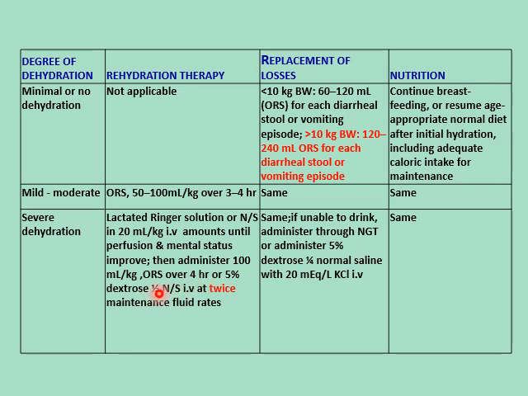What do you mean by half saline? It means sodium chloride 0.45%, not 0.9, half. Half of 0.9 means 0.45, okay? At twice the maintenance fluid rate. Here, replacement is the same. If unable to drink, administer through NG tube, or administer 5% dextrose plus quarter normal saline with 20 KCl. Here, potassium should not be given unless you ensure urine output. This table is present in Nelson Textbook of Pediatrics.